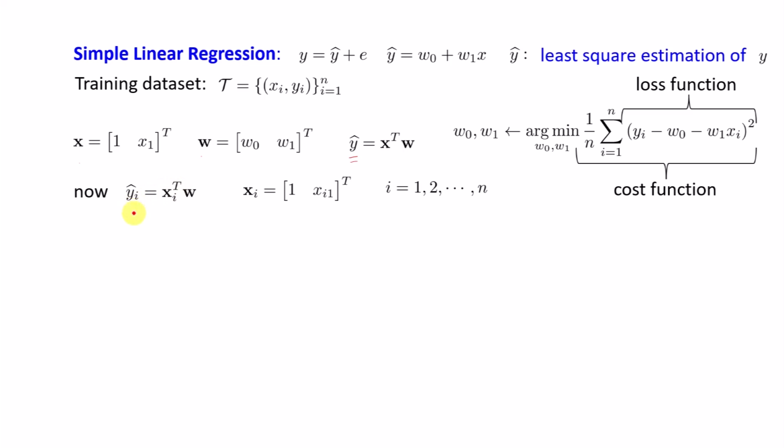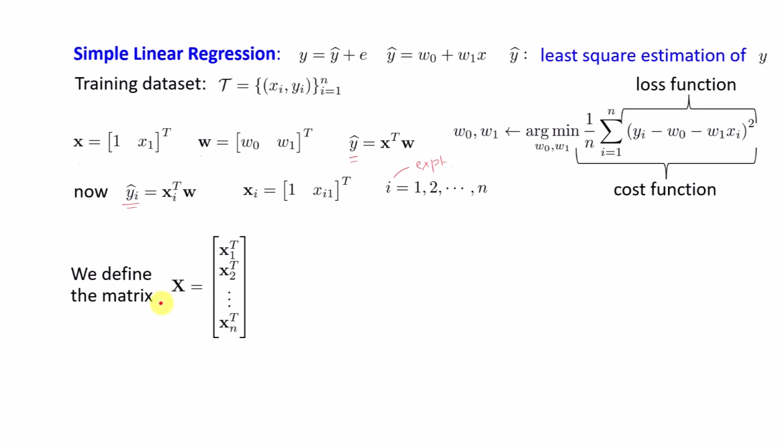Now y hat i is xi transpose w, and xi we are defining as 1, xi1. By xi1 we mean that this is the x1 in the ith experiment. So i goes from 1 to n, this is the serial number of the experiment. So in experiment 1, our input is x11. In experiment 2, our input is x21, etc. Now if I take the vector from the ith experiment and take a dot product with w, I get the estimation of yi.